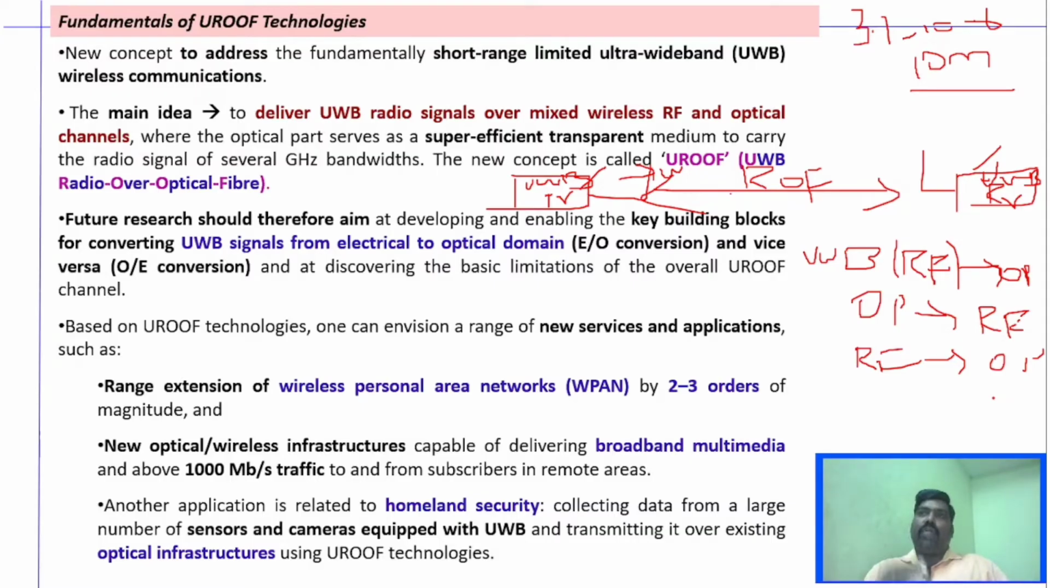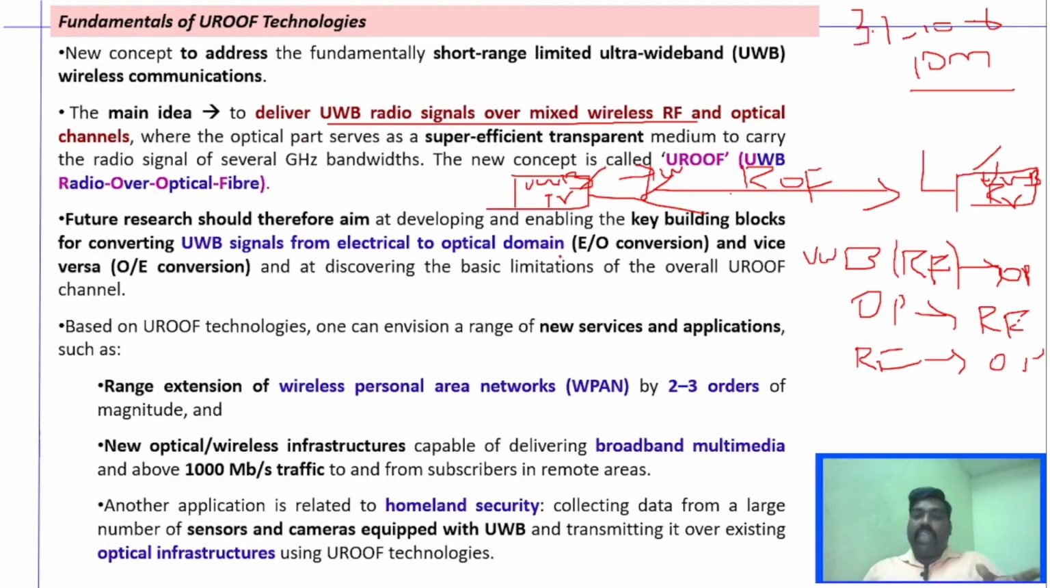As I said, we're going to extend the UWB range to a greater range so that we can achieve all the benefits of UWB in a wider range, right? And whatever I said, that is what is given here. So you can see the main idea of UWB radio signal is to deliver the UWB radio signal over mixed wireless RF and optical channels, where the optical parts serve as a super efficient transmit medium. This concept is called UROOF technology.